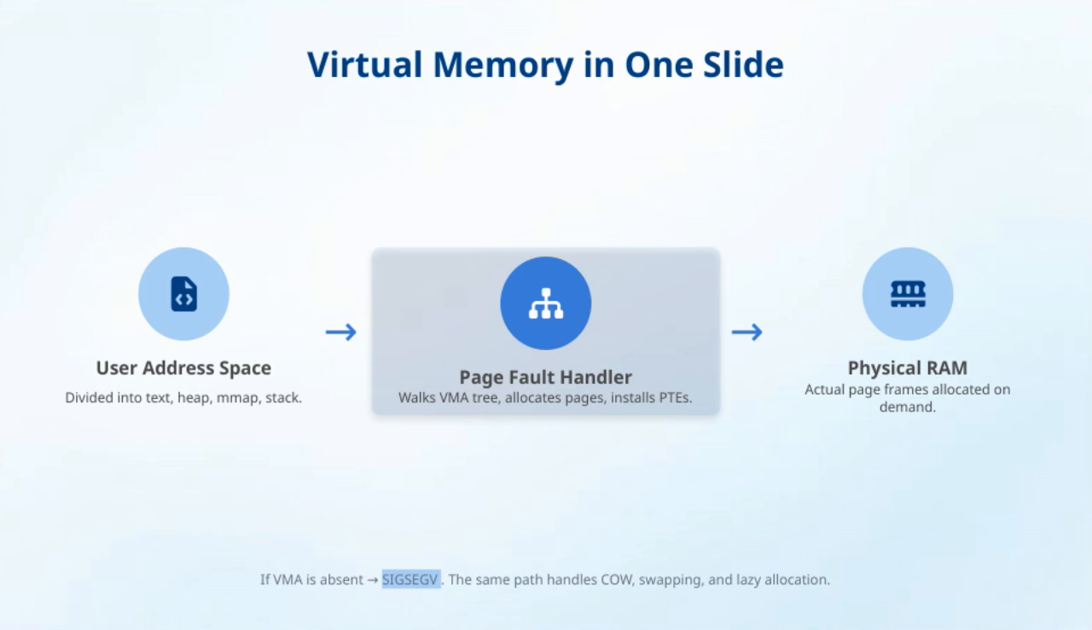The page fault handler is divided based on different regions of the user address space, such as the text segment, heap, mmap area, and stack. Each region has its own handling rules to ensure proper memory management. Overall, this structure enables a robust virtual memory system that supports multiple processes and complex memory operations seamlessly.